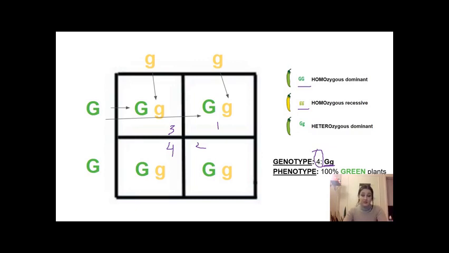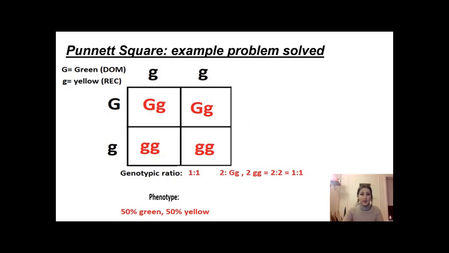Now the phenotype, they want to ask, what do you see? What do those plants look like? What color? So we see over here, big G, little g, we have 4 of them in the offspring, all of these. So it's 100% green plant. So that's what the phenotype is going to look like. All the offspring are going to look green, but the genotype is going to be 4 big G, little g, which is heterozygous.